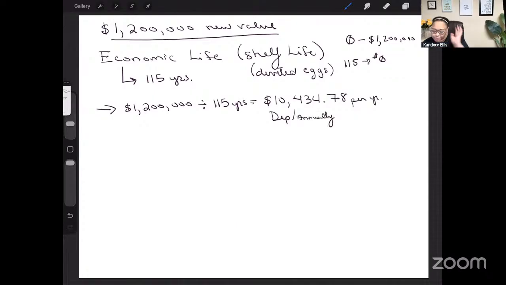So just to round it, I'm going to say 10,500 just to make this easier. You're losing 10.5 every year. So after year one, after this building has its first birthday party, yay, it's not worth $1,200,000. It's worth like $1,185,000, what is that, $89,500. Like you're losing that amount each year.